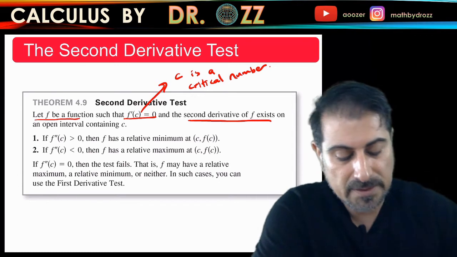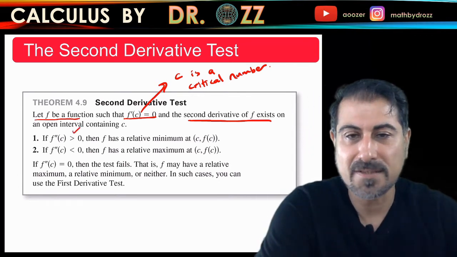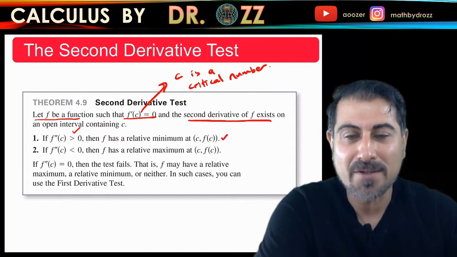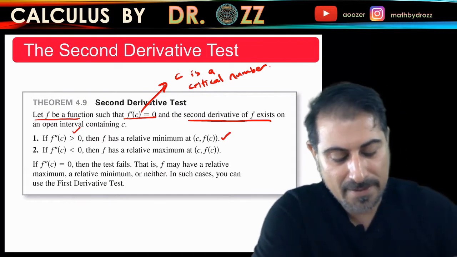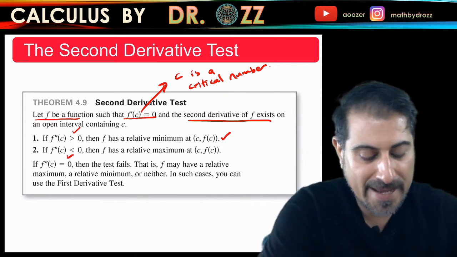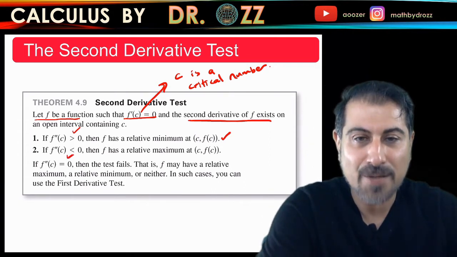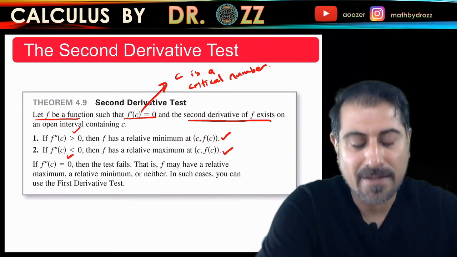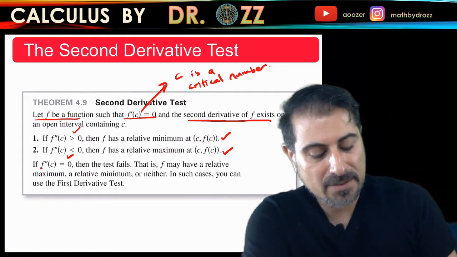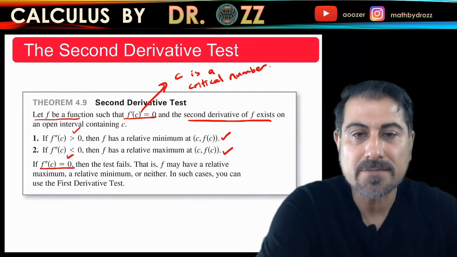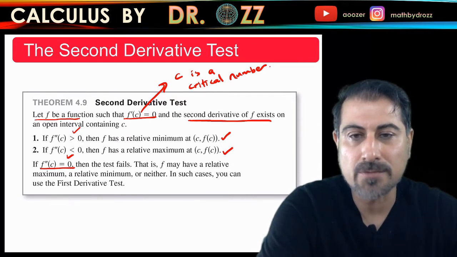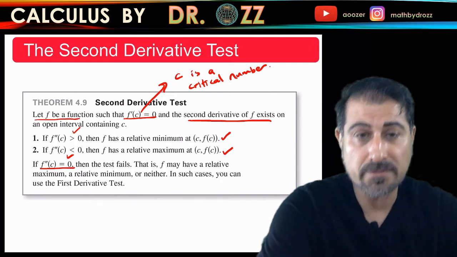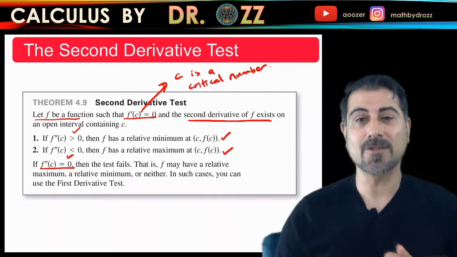Essentially, if f double prime is positive, then for sure we're going to know that f has a relative minimum, because you're going to make a valley. And if f double prime is negative, then f has a relative maximum because you're making a hill. And if it is the case that f double prime at C equals 0, the test is inconclusive, so you can't really conclude anything about a relative maximum or relative minimum or neither, so you have to go back to the first derivative test and apply its rules.